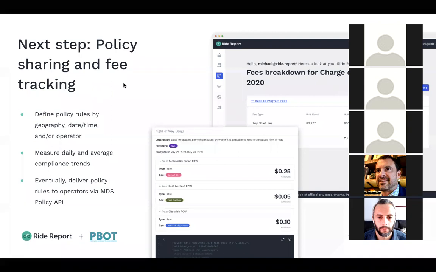In general, Ride Report's goal is to have Ride Report be this single source of truth for policies. So instead of Jacob or PBOT needing to publish their administrative rules, email them out, and potentially have them in multiple different places, they're able to be expressed solely on Ride Report. Operators and all other stakeholders can go to Ride Report as their main source of information. And eventually, down the line, there is a desire to have more dynamic governments so that PBOT and other cities can dynamically manage policies.